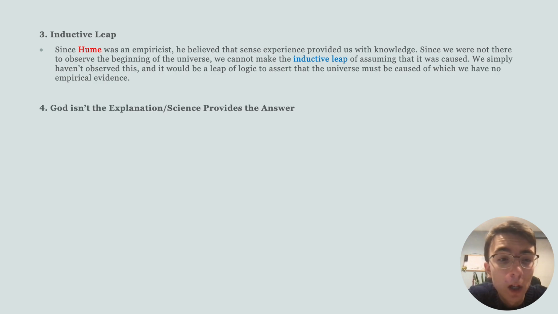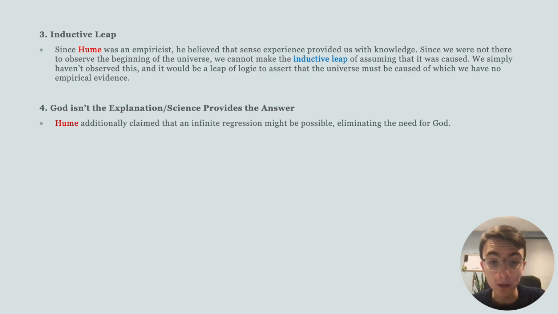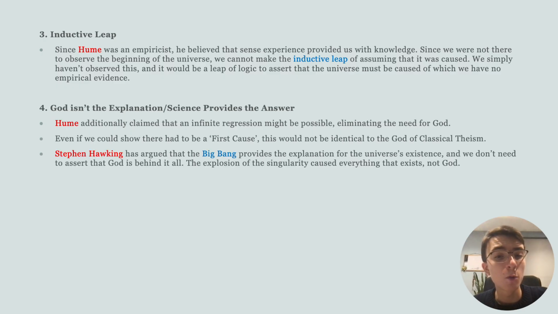Number 4, perhaps God isn't the explanation, and science instead provides the answer. Now remember how we said that many don't like the fact that Aquinas, and maybe even Craig, just say that the first cause, or the prime mover, the necessary being, has to be God. Why does it have to be God? Couldn't it be many gods? Couldn't it be an impersonal God, despite what Craig claims? Or maybe it's a God that Aquinas and Craig don't believe in. Aquinas and Craig are Christians. They believe specifically in the Trinity. They believe in the God of classical theism. But what if it is not their God?